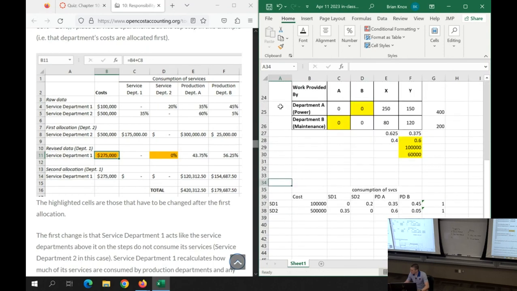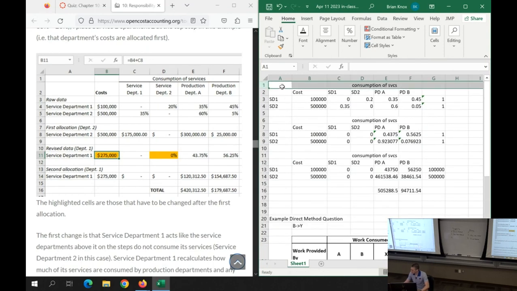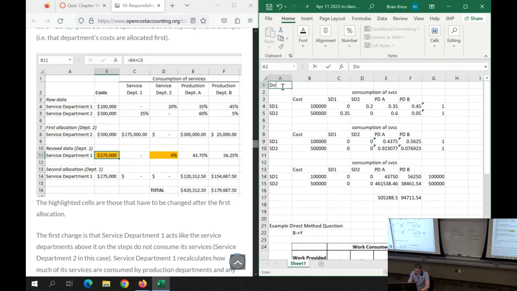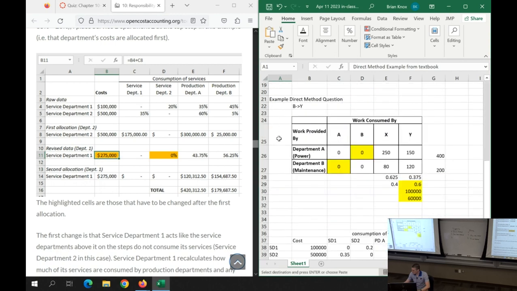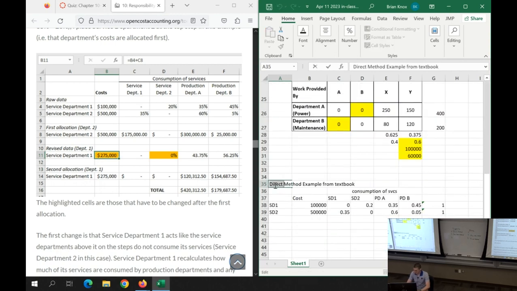Let's put some labels in here. This is the direct method example from the textbook. This is the step down method example from the textbook.